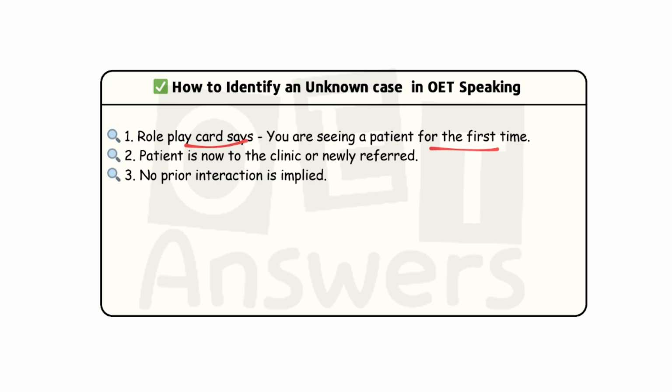Then the second one: the patient is new to the clinic or newly referred. So newly referred, or the patient has visited the clinic. Sometimes grammar will help you to find the unknown case. If they give a line like 'Patient has visited the clinic today,' you can consider this also an unknown case. Then the third one: no prior interaction is implied. This indicates it is the first time you are seeing the patient.